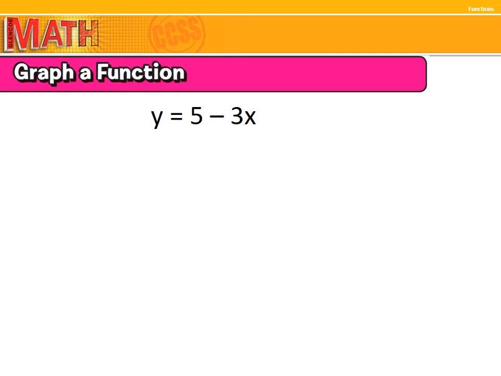Graph a function. Here we have y is equal to 5 minus 3x. So sometimes functions are written using two variables. You can see we have two variables here, the y and the x. One variable, usually x, will represent the domain or the input. The other, usually y, represents the range, or also known as the output. When a function is written in this form that we see here, it is called an equation.